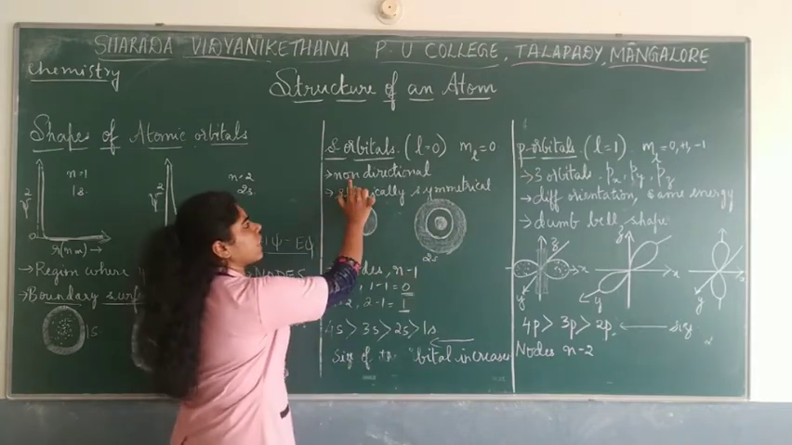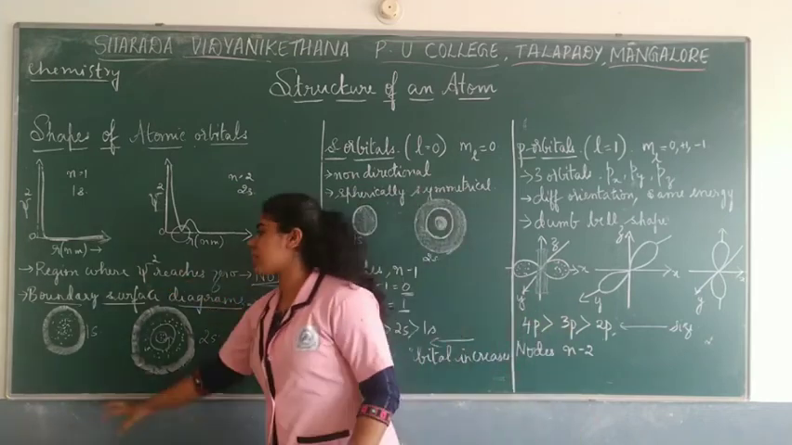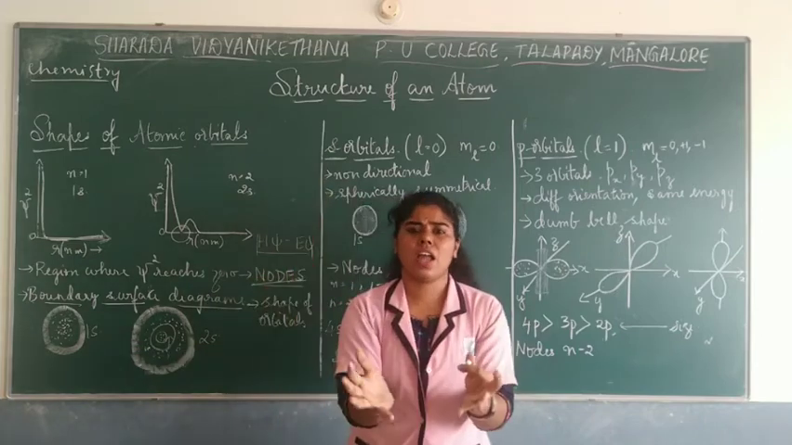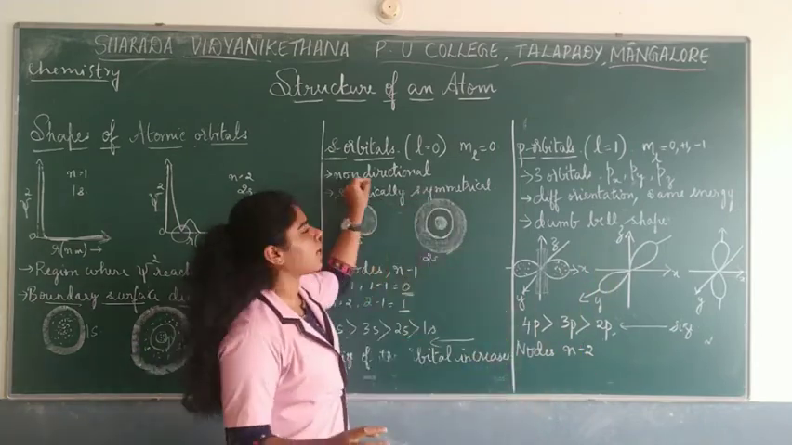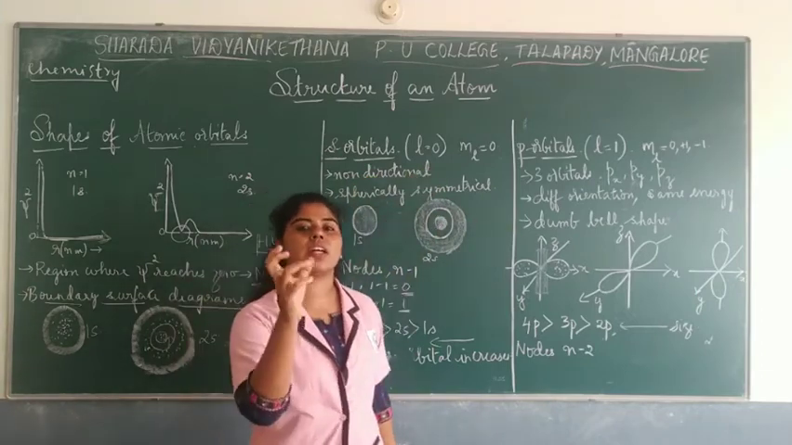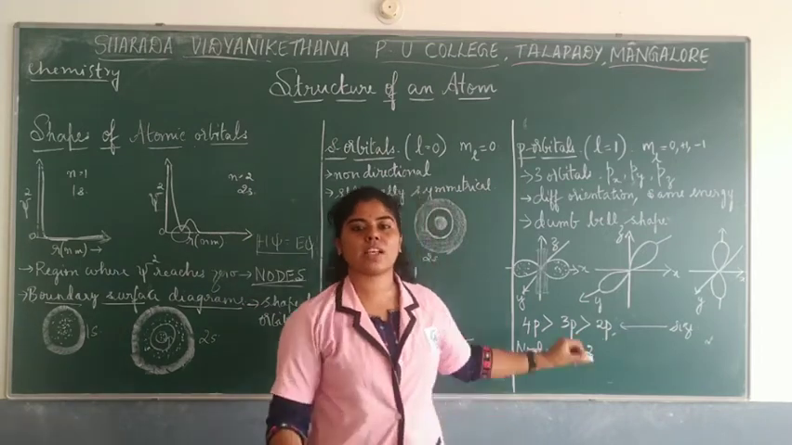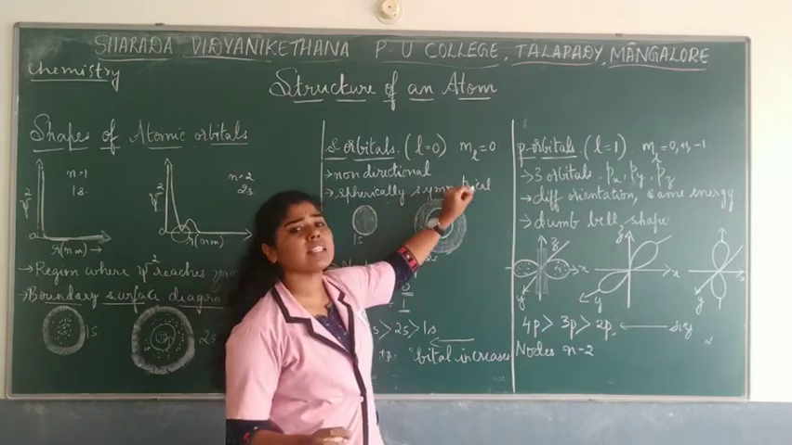And hence we say they are non-directional. If you try finding the electron from any of the sides, the value will be the same. For s orbitals, it is spherical. In any direction, the values are going to be the same, and that's why we say they are non-directional. And then they are spherically symmetrical. If you try finding the radii from any of the sides of this spherically shaped s orbital, the values will remain the same as they are symmetrical.